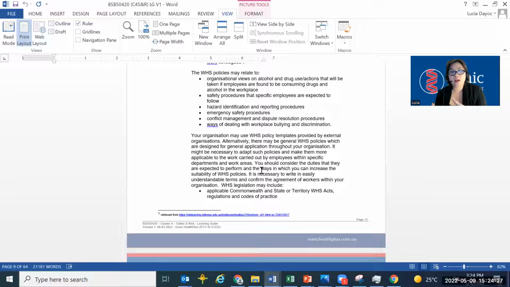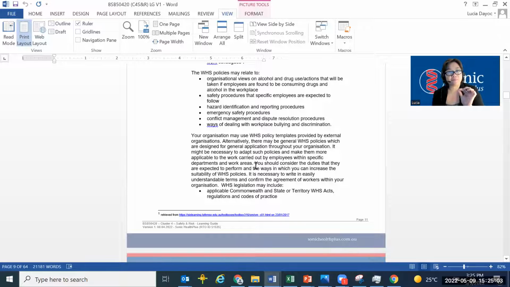So when it comes to work health and safety, you have to be very particular about who is involved, what sort of tasks are involved, what the environment is like. So what are the risks and hazards in that particular environment and how many people are affected? There are so many questions that need to be answered. Now, it might be necessary to adapt such policies and make them more applicable to the work carried out by employees within specific departments and work areas.